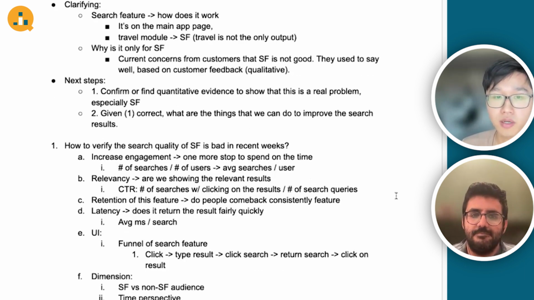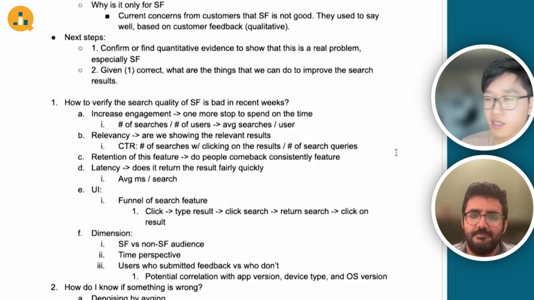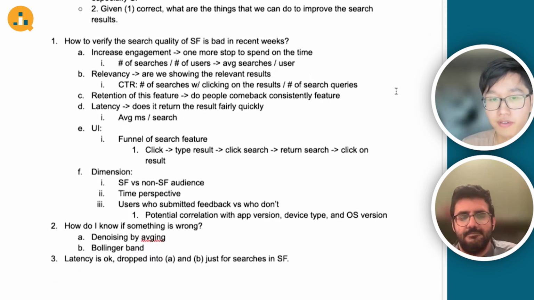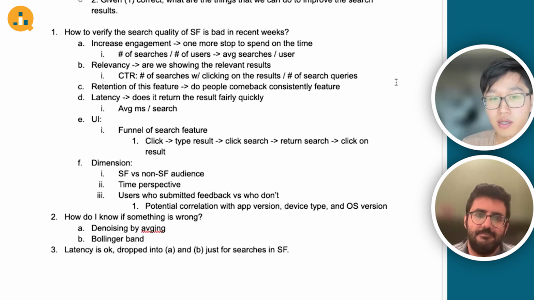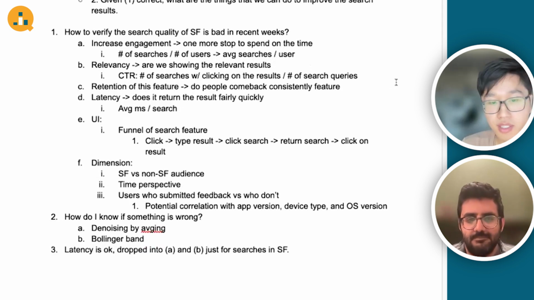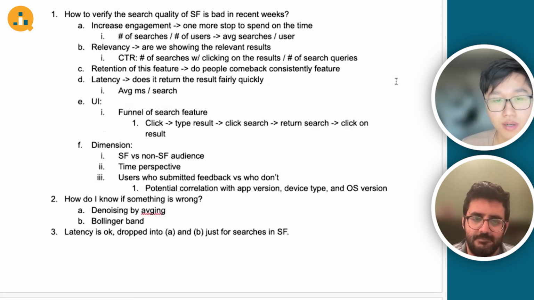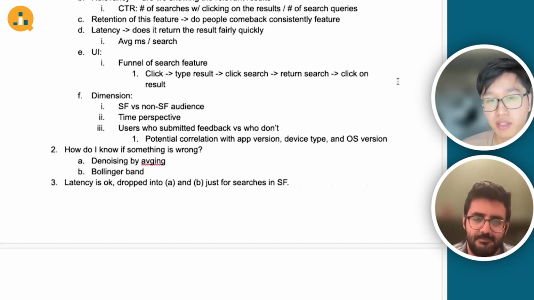We got the first step, right? We try to find evidence by coming up with a list of metrics that are relevant to evaluate search quality. These are searches per user, click-through rates of the searches, latency, and the funnel of using the search feature. And then we'll also break down the dimension by SF versus non-SF and see the result over time. And it turns out that the relevancy has gone down. It's the main driver of this issue.